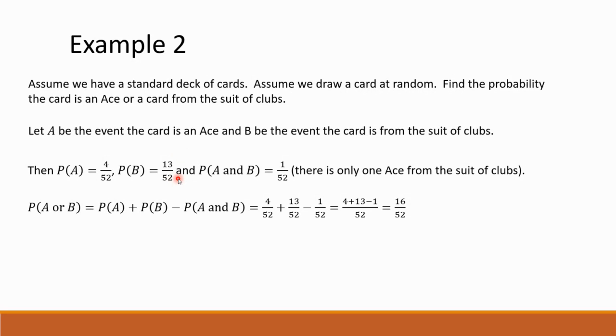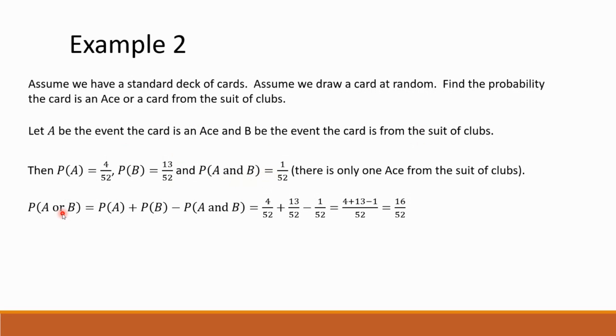What's the probability then of A and B? In other words, how many outcomes are in both events? Well, how many aces are there in the suit of clubs? There's 1. There's only 1 ace in each suit. So that's 1 out of 52. That's the probability of A and B.